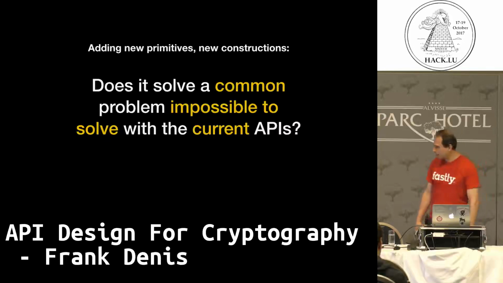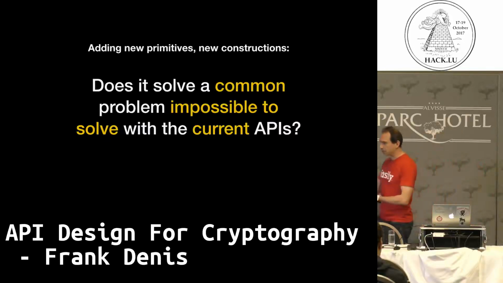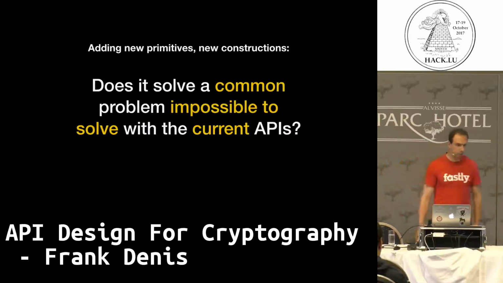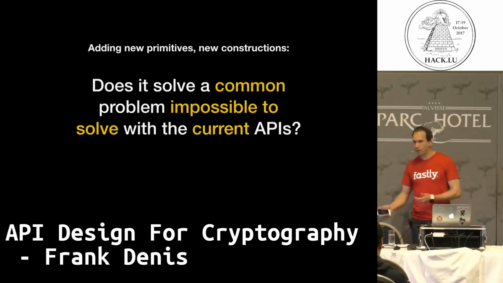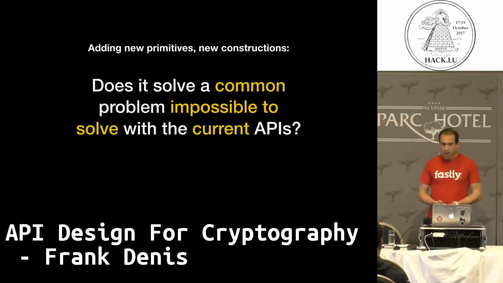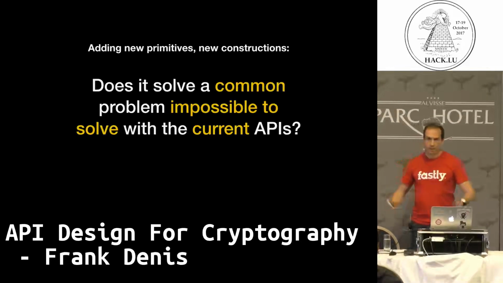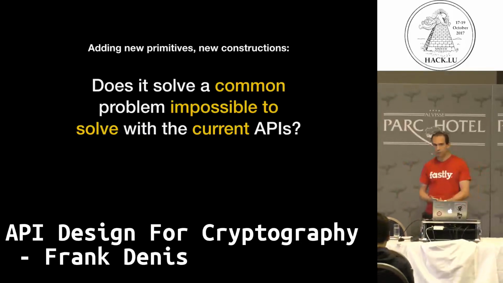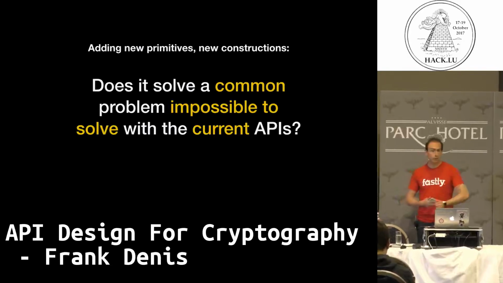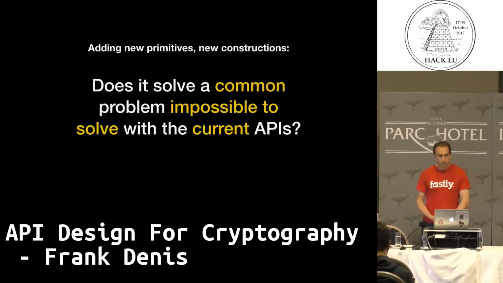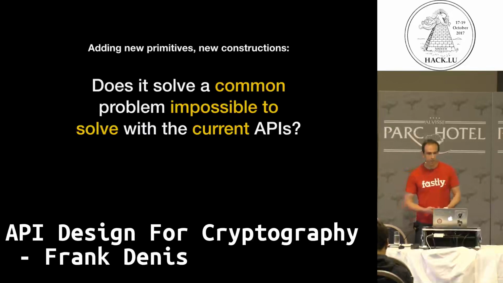Now, after a while, people are going to ask for specific features. Can you implement this? Can you implement that? I heard about this new sign-in system or this new cipher. Can you add it? Well, if you say yes, you're going to end up with a kitchen sink, very hard to maintain, and very confusing to people. If there are 10 different ways to achieve the same thing, people are going to be totally confused. So the first thing to ask yourself is, does it solve a common problem, not just for one person, impossible to solve currently?